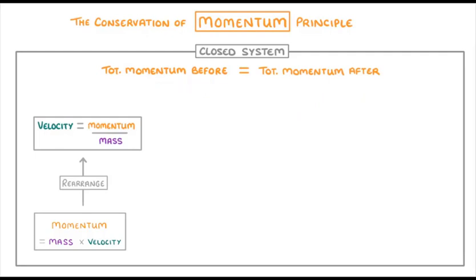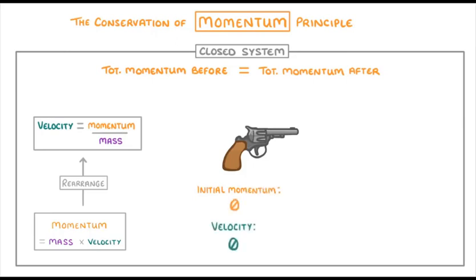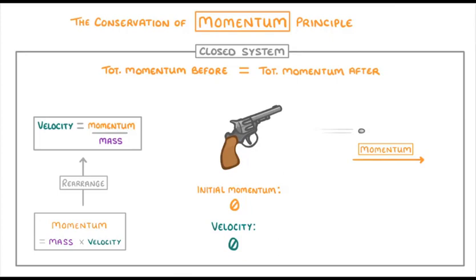For example, if we imagine a gun before it's fired, then its initial momentum would be zero, because its velocity is zero. However, once the gun fires, the bullet that flies out will have a momentum in the forward direction. And so to compensate for this, the gun has to recoil backwards with an equal momentum, so that together the total momentum is still zero.